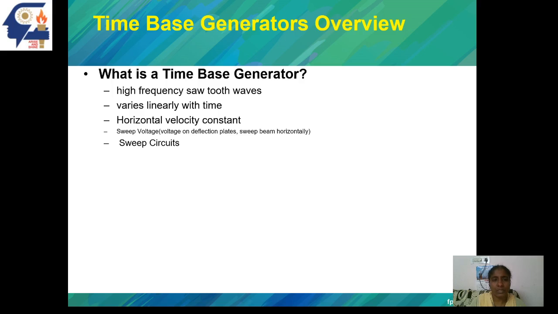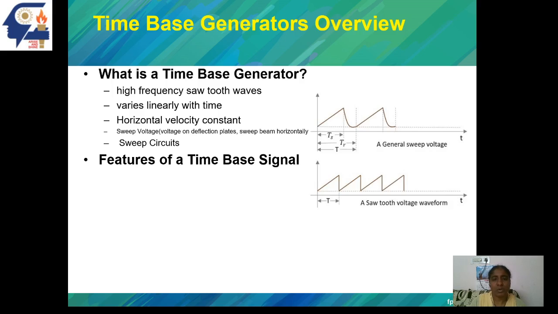Any circuit which generates such time-base waveforms is called a sweep circuit. Those waveforms are also called sweep waveforms. Coming to the features of a time-base signal: this is the original sawtooth waveform, where the amplitude varies linearly and then drops down to 0. The time for which the amplitude varies linearly is the time period of the waveform, capital T.